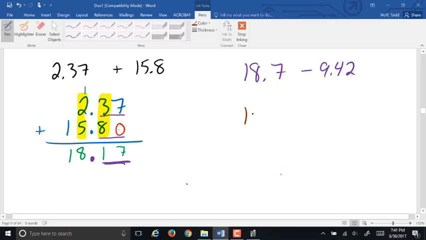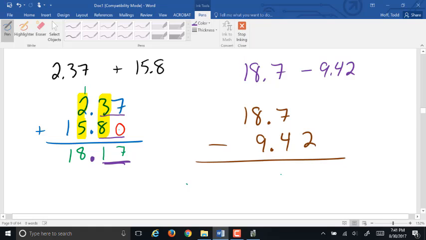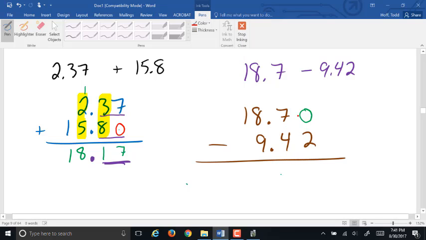18.7 minus 9.42, we have to make sure we do the same thing, lining up that decimal point. Now again, we have to fill in that missing decimal place there with a 0. Now we go to subtract. 0 minus 2, of course, can't be done, so we need to borrow from the 7. That'll become a 6. The 0 is now 10. 10 minus 2, 8. 6 minus 4, 2.